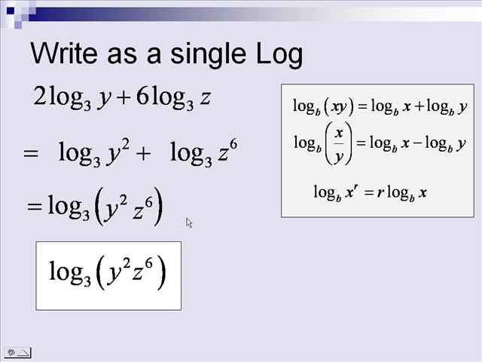And really that's it for this type of problem. So log base 3 of y squared times z to the 6th, that's my final answer. Notice I do have a single logarithm, it's a base 3, and then a whole bunch of stuff inside. So the main thing though is that I only have one log involved with this answer.